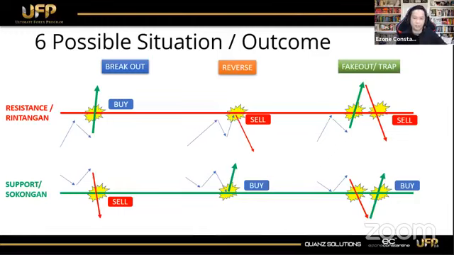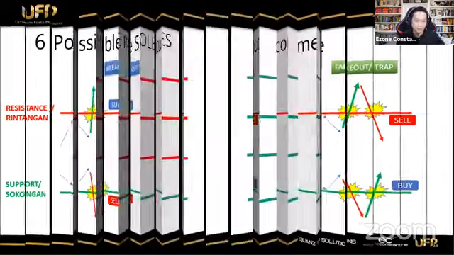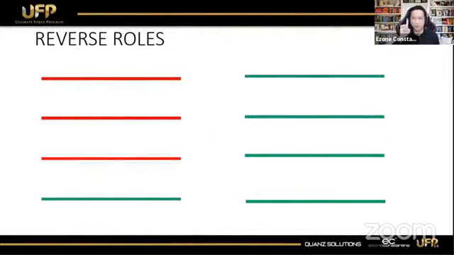Okay, alright. So three situations: breakout, reverse, fake out, trap. I hope you all, siapa yang boleh screenshot ni, bagus, supaya you boleh nampak, you boleh ingat. Alright. Next situation, for all traders, you need to understand this.